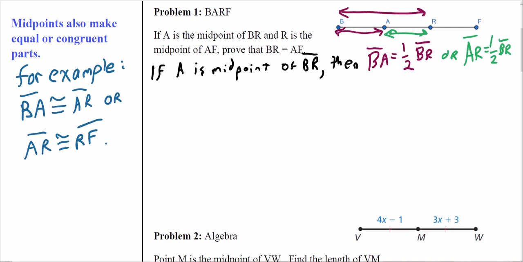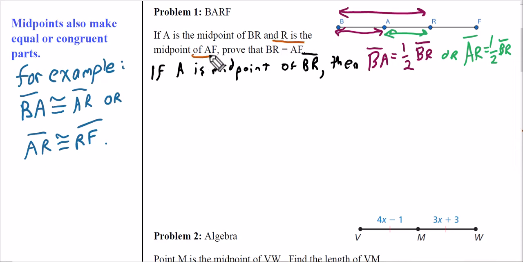So make sure you understand what we just wrote. A lot of you just write but don't think. Think about what we're saying here. What does it mean? What are the implications? Because I want you to do the same thing about the other given statement. I want you to do the same thing about R being the midpoint of AF.